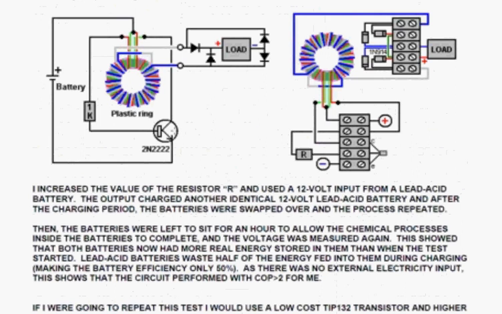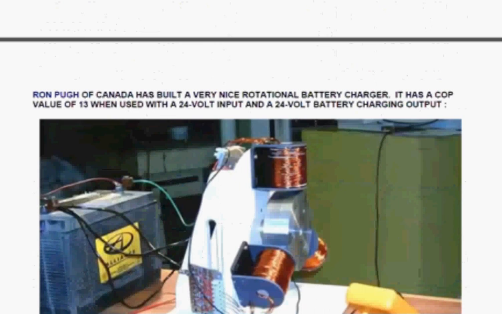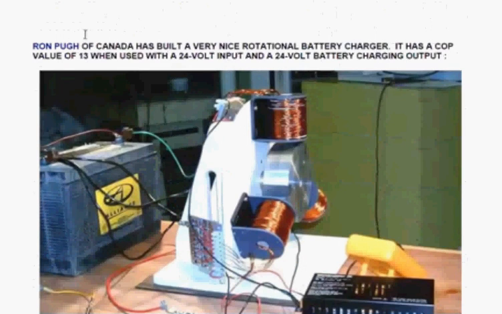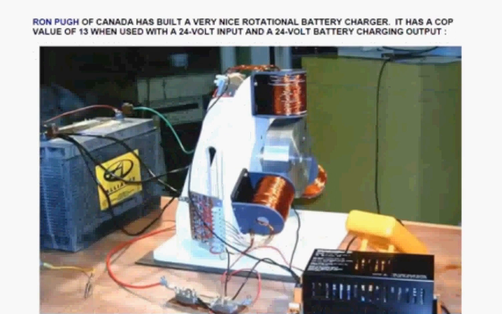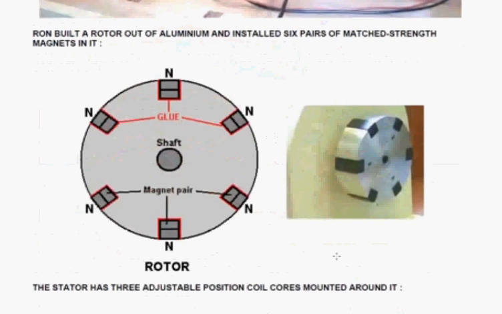I just confirmed to my own satisfaction that without a question, free energy is available and you can have it if you want it. There are actually more than 20 different ways of doing it. But if you want to go that route, Ron Pugh of Canada has built a very nice rotational battery charger. It has a COP of 13 when used with a 24-volt input and a 24-volt output for charging batteries. Now, he machined a rotor, very nice rotor, out of aluminium.